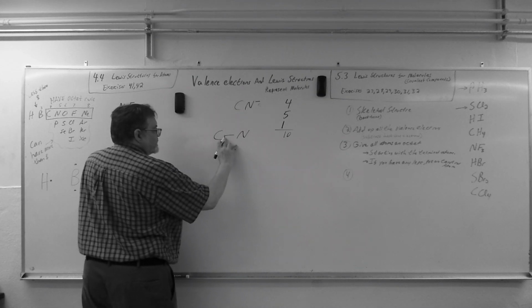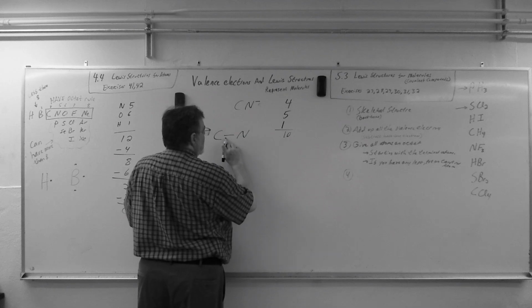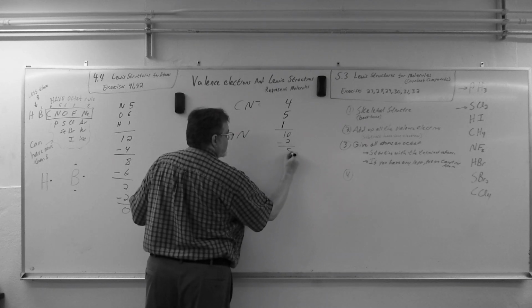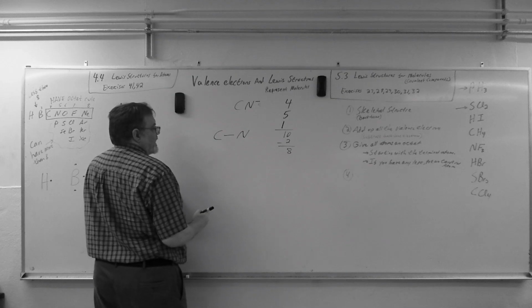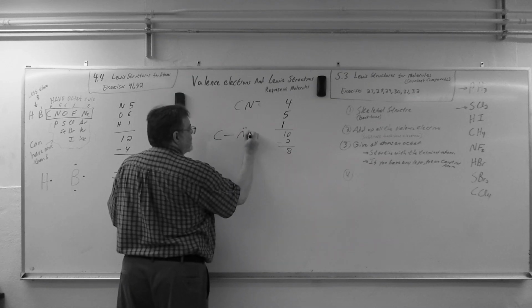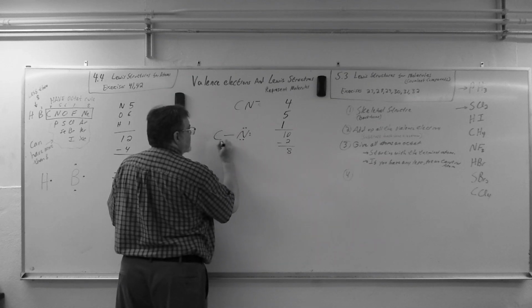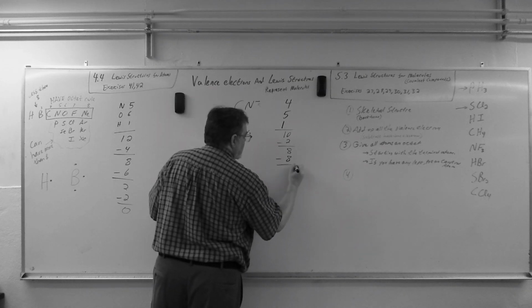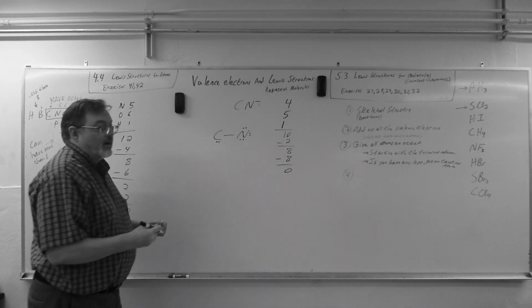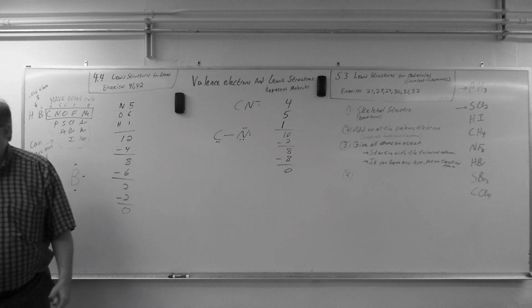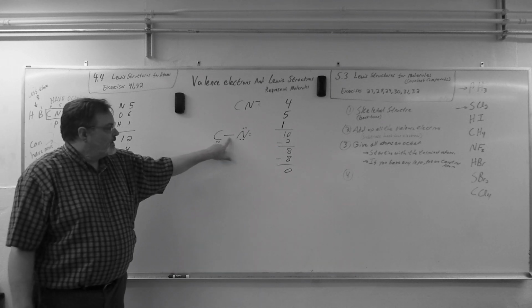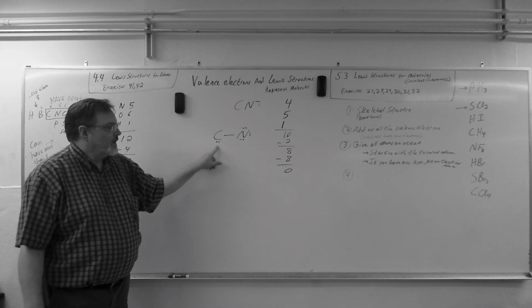So if I follow the rules, I've used 2 to make my backbone. I've got 8 left. Now I make 2, 4, 6, 8 down to 0. There, am I done? Do I have a full octet everywhere? Well, I don't. Carbon's only got 4. It's got these 2 and these 2. Nitrogen's good, but carbon's only got 4.